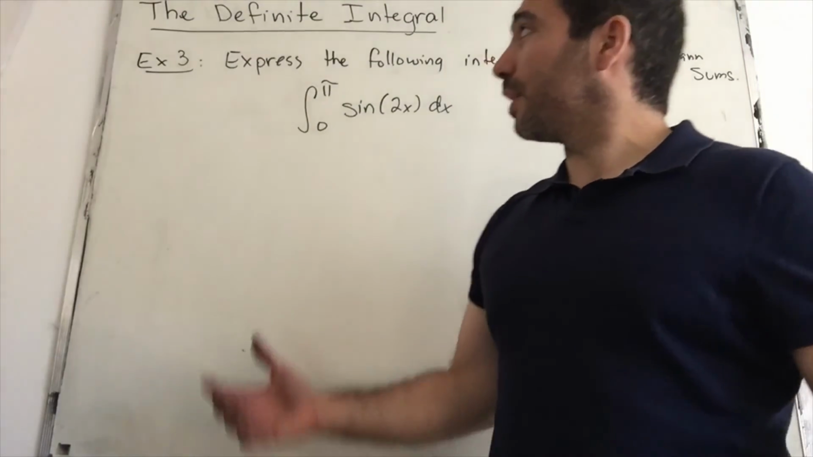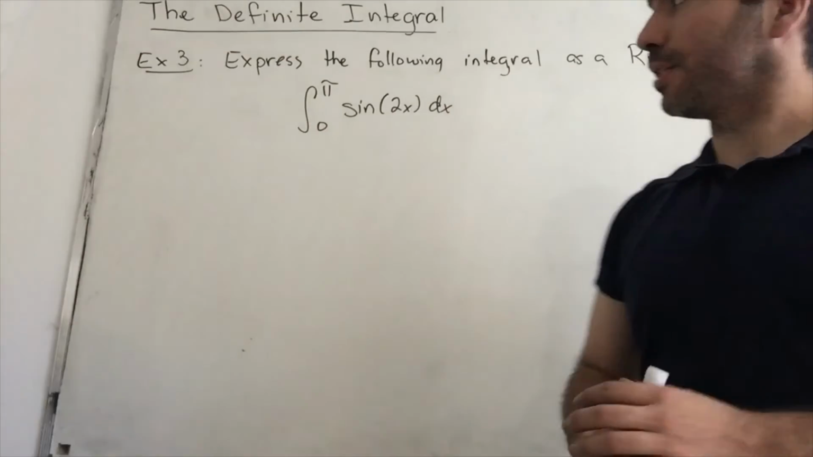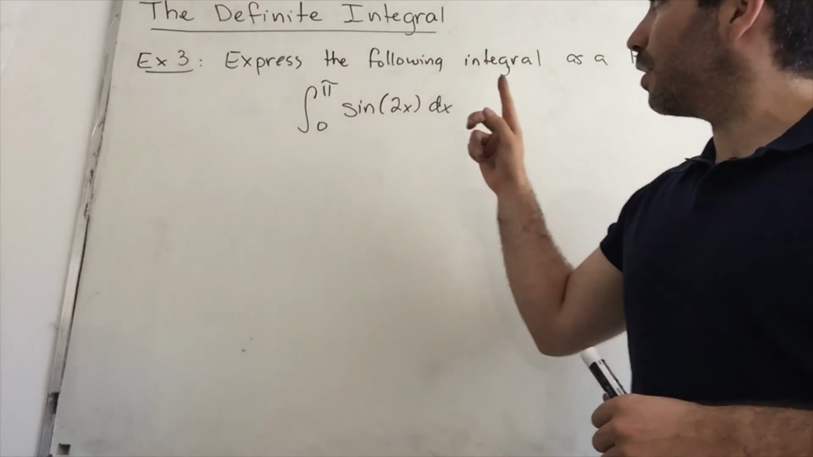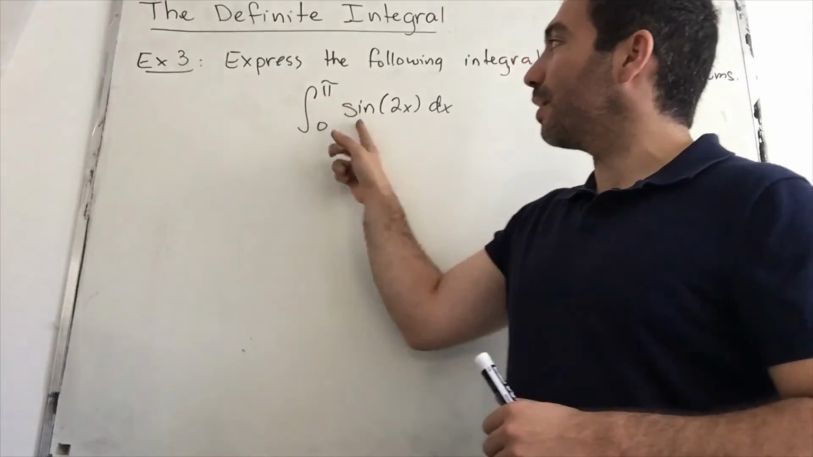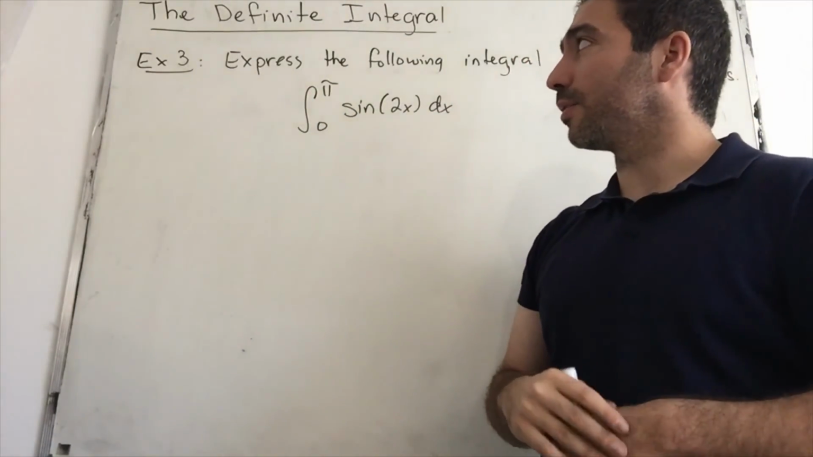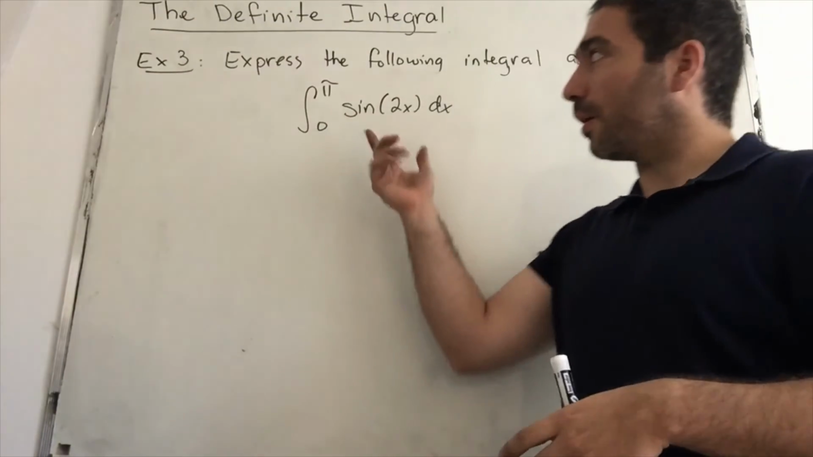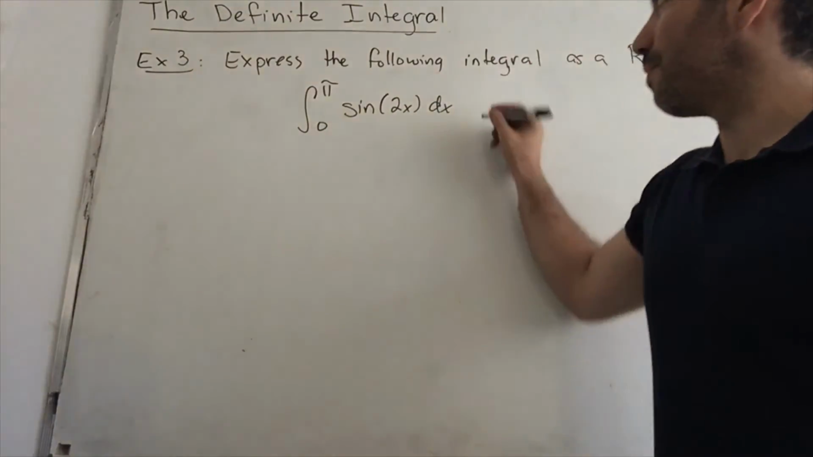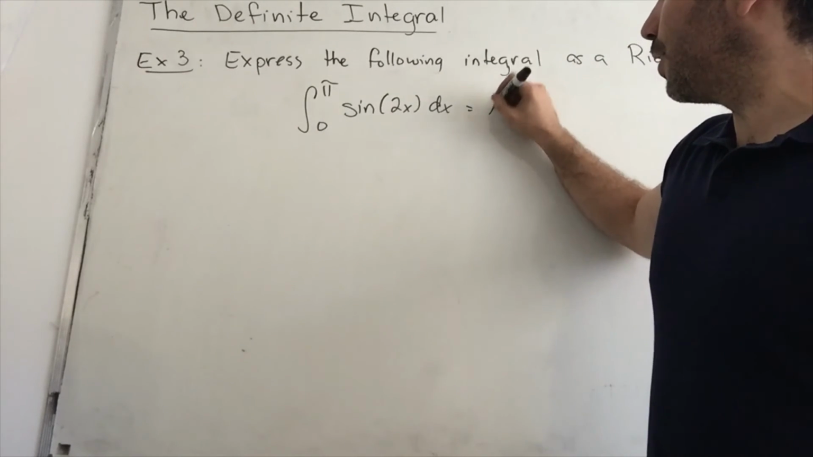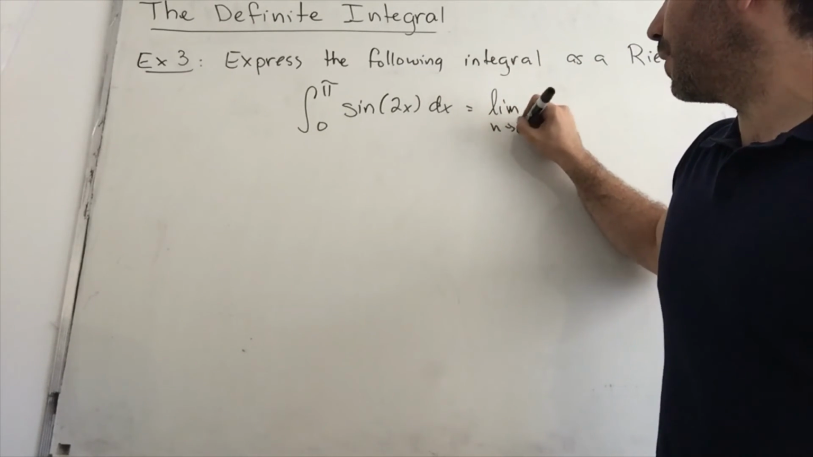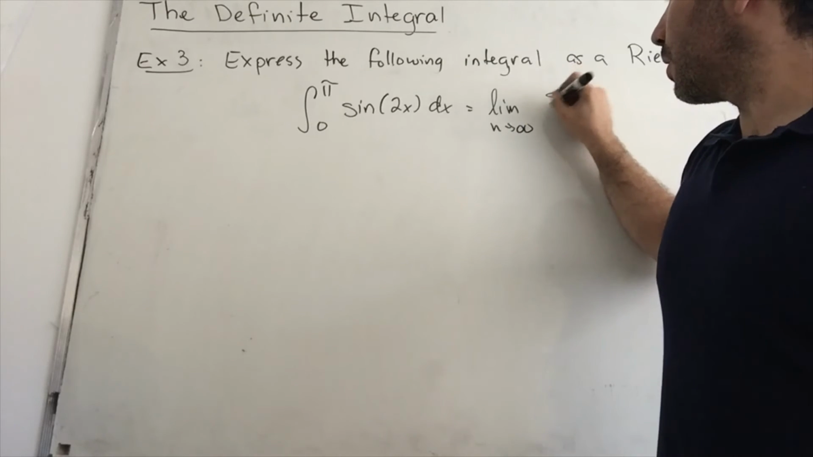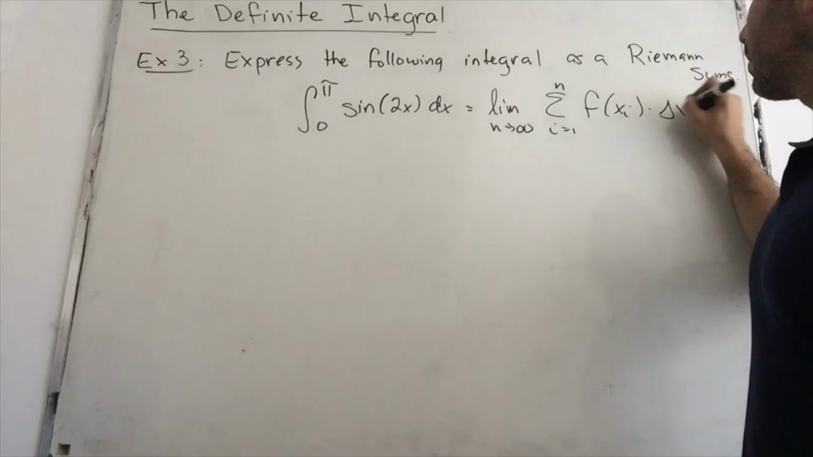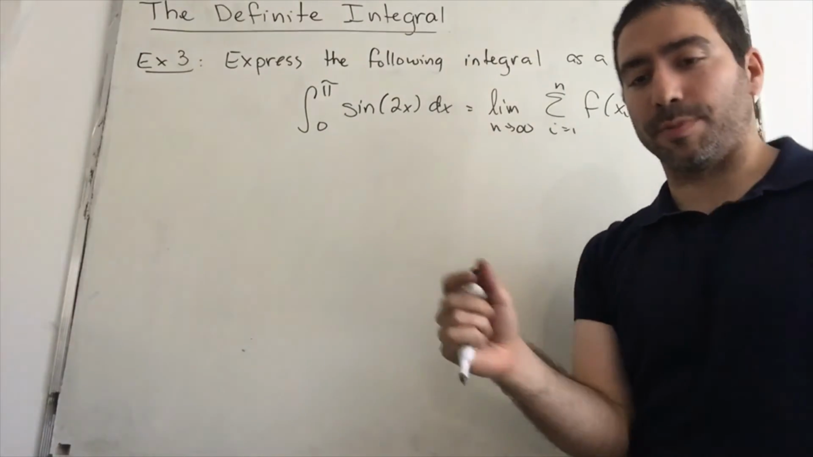So in the next example, it tells us to express the following integral as a Riemann sum. So again, we're going to express it as a limit. And now we have the integral from 0 to pi of sine of 2x dx, okay? So do not evaluate it, just express it as a limit of a Riemann sum, okay? So using our definition, we know this is the limit as n goes to infinity of the summation from 1 to n of f of xi times delta x. Okay, this is just the definition. This again has to be memorized.